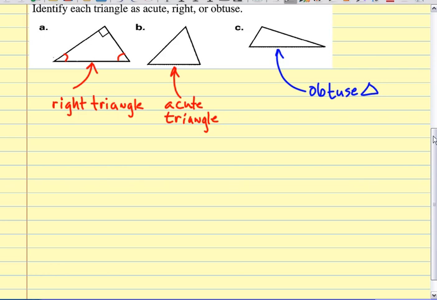Let me ask you this though, Paris. We're going to make this a little bit harder. Is it A, B, or C that's obtuse? It's B that's obtuse. This angle is greater than 90 degrees. All right? So that's how we can classify triangles by their angles. Great job, guys, and I'll see you at the next example.